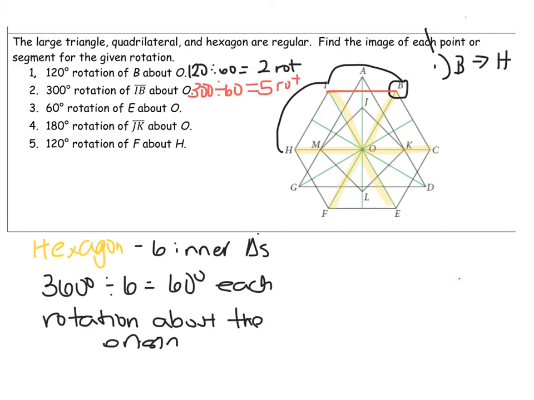rotate this 5 times. So 1 rotation, 2 rotations, 3, 4, 5, and so for number 2, when we rotate line segment IB 300 degrees around the origin O, it maps to line segment BC.